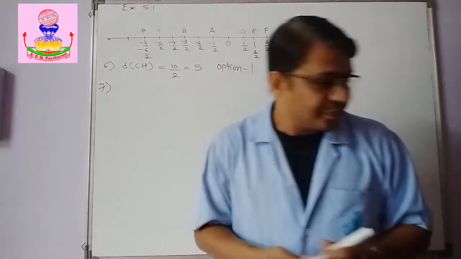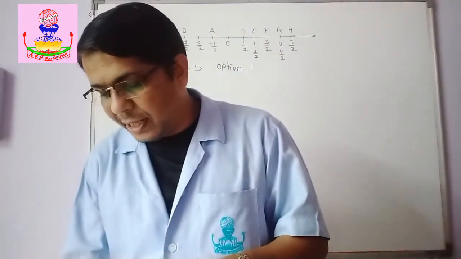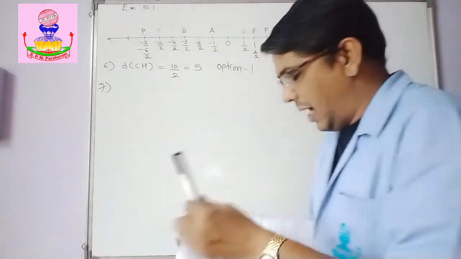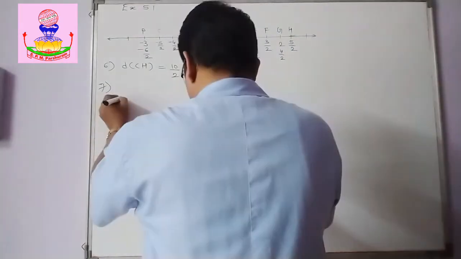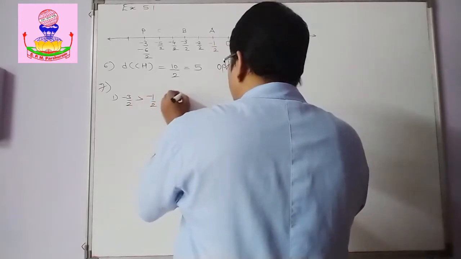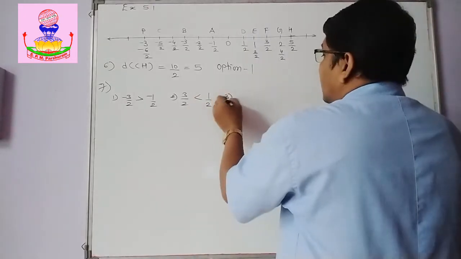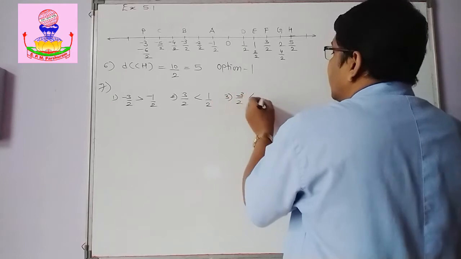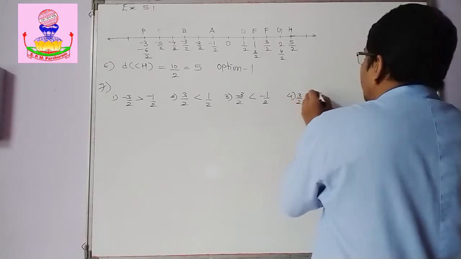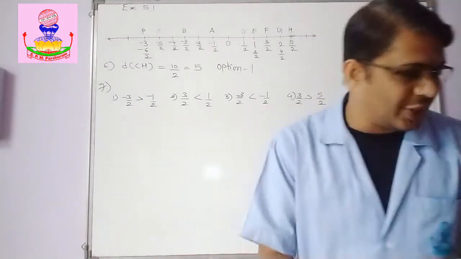Okay. Then let us go for 7th question. Which of the following is the correct pair showing the comparison of the numbers? Now I need to write all the options for my reference. Okay. So first option is minus 3 upon 2 greater than minus 1 upon 2. Second, 3 upon 2 smaller than 1 upon 2. Third, minus 3 upon 2 smaller than minus 1 upon 2. And fourth, 3 upon 2 greater than 5 upon 2. So you have to find which is the correct pair which shows the comparison of the numbers.